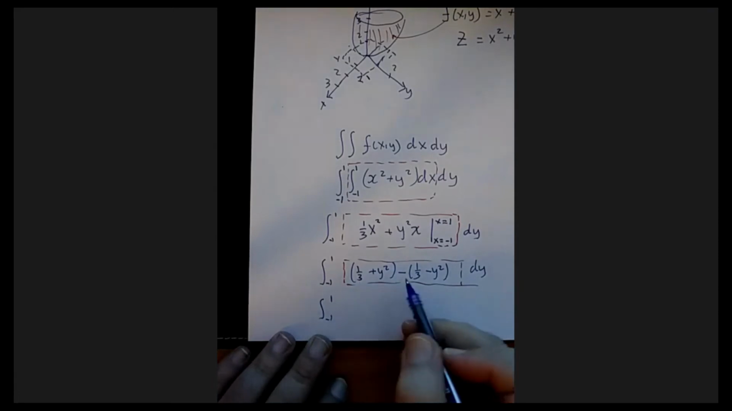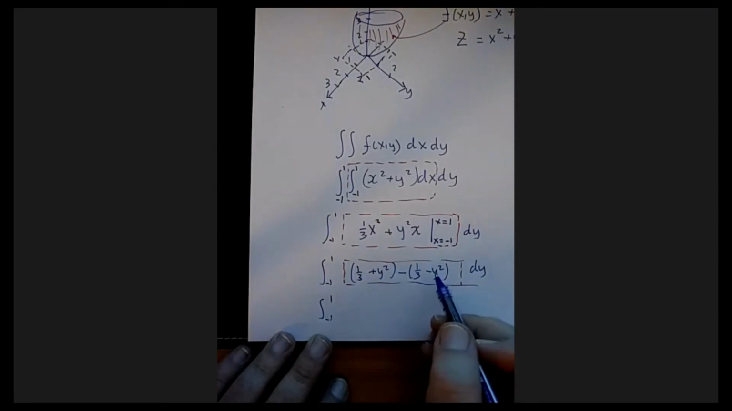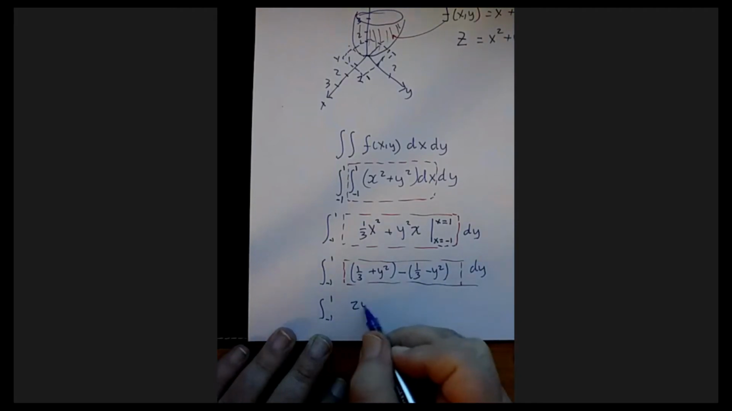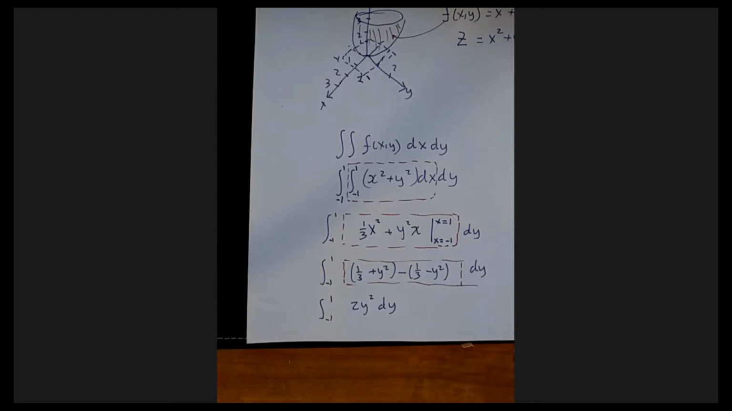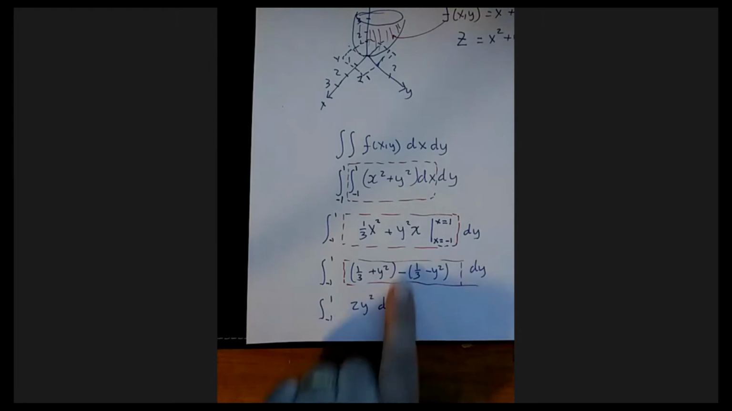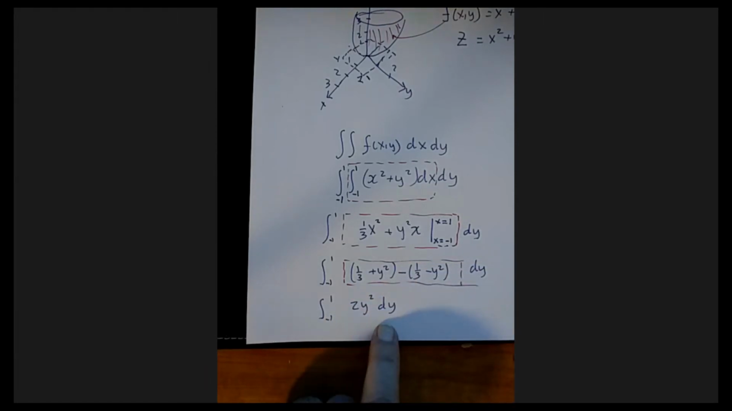Well, you've got a third, take away a third, they're gone. You've got a y squared, take away a negative is plus. So what you're now left with is 2y squared dy. And so we've integrated with respect to x, and we now have 2y squared. Now, that guy now gets integrated with respect to y.